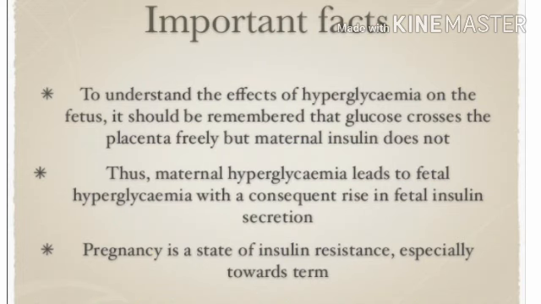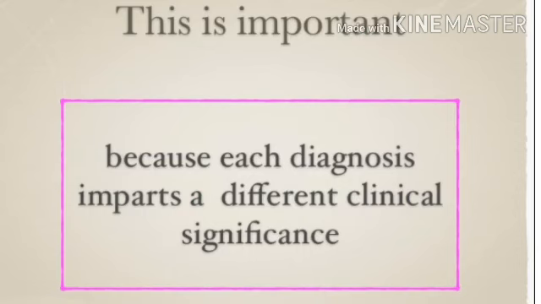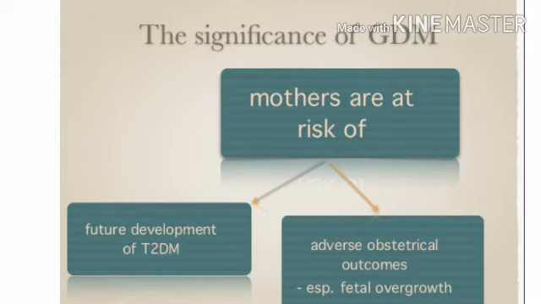Is there any difference between gestational diabetes mellitus and pre-gestational diabetes mellitus, and what is the importance of differentiating between them? It is important because the management and the complications are different in pre-gestational diabetes mellitus and gestational diabetes mellitus. In gestational diabetes mellitus, both mother and fetus are affected, but mothers are at high risk. There is a chance of development of type 2 diabetes mellitus in the mother in future. Adverse obstetrical outcomes.